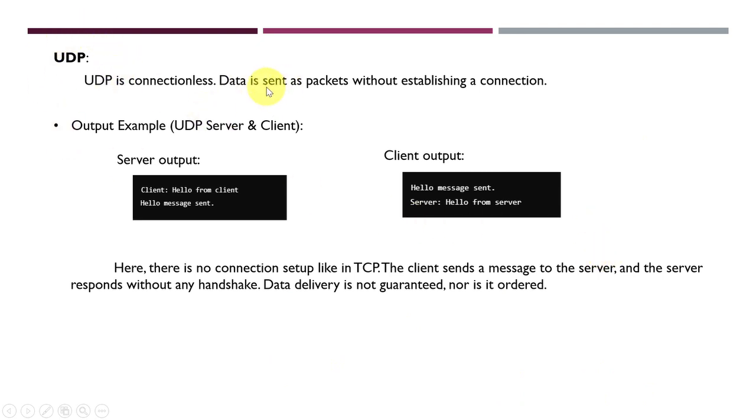UDP is connectionless, meaning data is sent as a packet without establishing a connection. Here is the output example of the UDP server and client. There is no connection setup like TCP; the client sends a message to the server and the server responds without any handshake. Data delivery is not guaranteed and it is not in order.